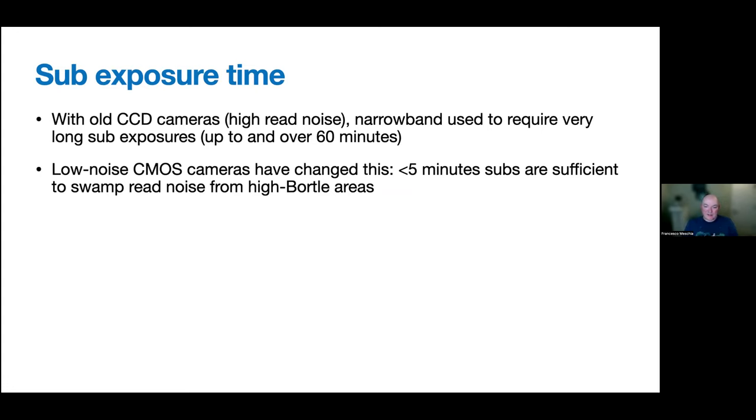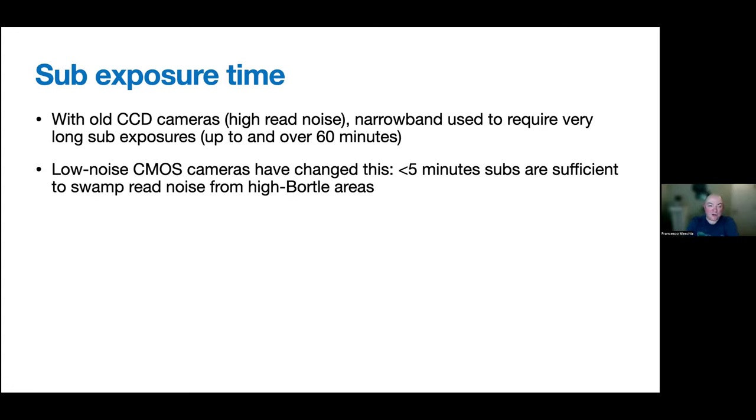The other aspect, so we said this was about gain. The other parameter that we can play with is exposure time. You might have heard that with all the CCD cameras that had very high read noise, like 10, 15 electrons, narrowband used to require very long sub-exposures, up to 60 minutes. Now this, to me, reminds me of the days of film astroimaging, in which you expose for such a long time that if an airplane or a satellite crossed your field, you start swearing because you just had wasted an hour.